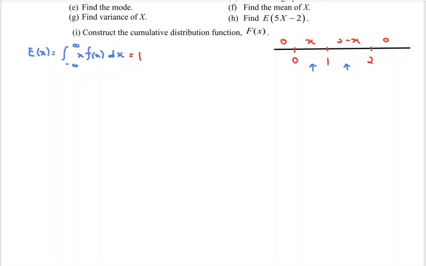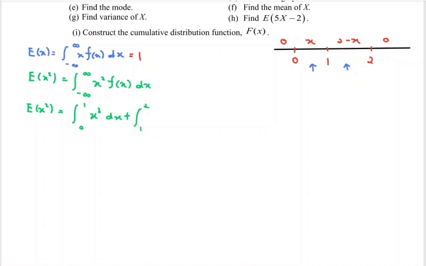Next is to find the variance. In order to find the variance, what we have to do is to find E[x squared]. Based on the formula, negative infinity until infinity, we have x squared multiplied with the function f(x) with respect to x. So let's begin. E[x squared] is the integral from 0 until 1, multiply the function with x squared, so here we will have x to the power of 3. Plus, from 1 until 2, multiply with x squared, so 2x squared minus x to the power of 3 with respect to x.